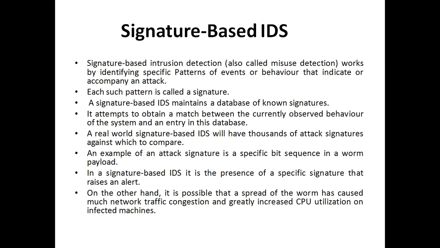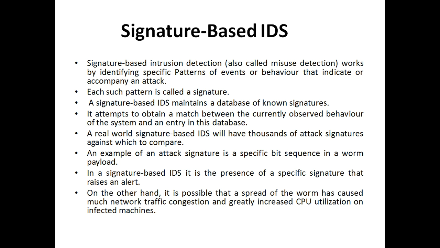In signature based IDS, which is also called misuse detection, it works by identifying specific patterns of events or behavior that indicate or accompany an attack. Each such pattern is called a signature. A signature-based IDS maintains a database of known signatures. It attempts to obtain a match between the currently observed behavior of the system and an entry in this database. A real-world signature-based IDS will have thousands of attack signatures against which to compare.